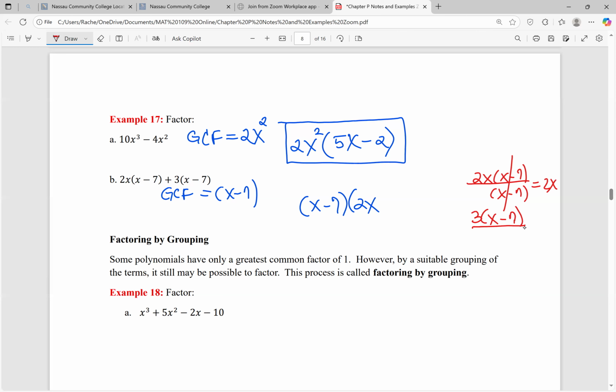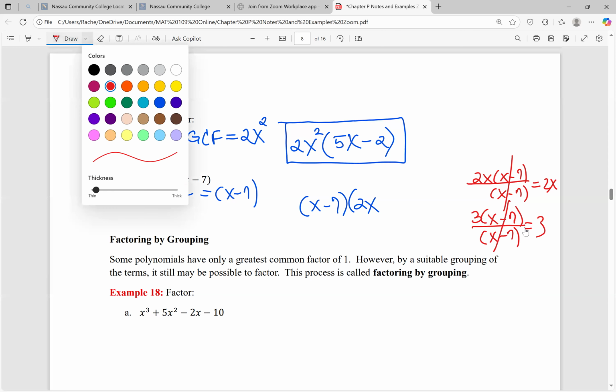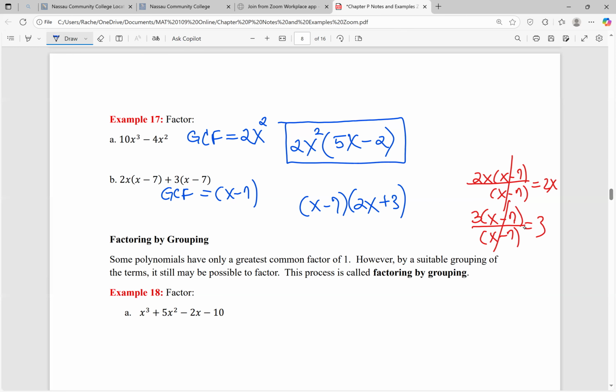And I'm going to divide that by my GCF of x minus 7. And I'm going to get positive 3. So I'm going to get 2x plus 3 as my other factor. So in factored form, my result is x minus 7 times 2x plus 3. So I think factoring out a GCF should be a review for most of you.